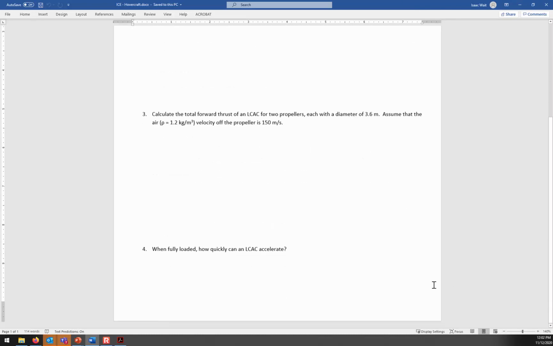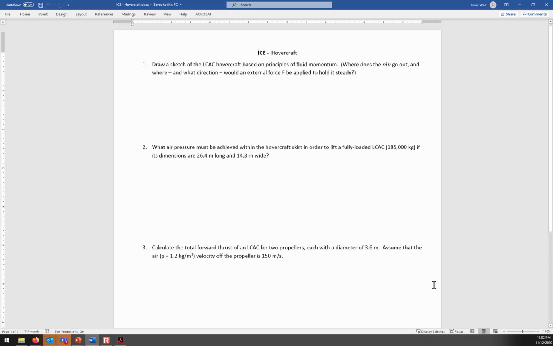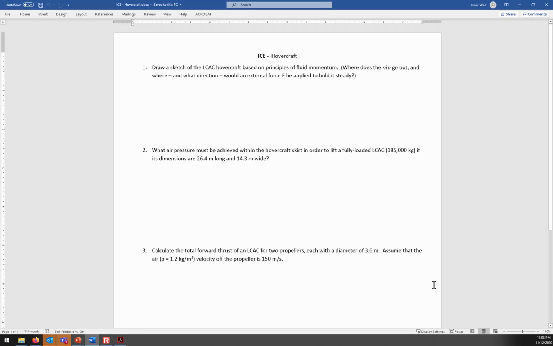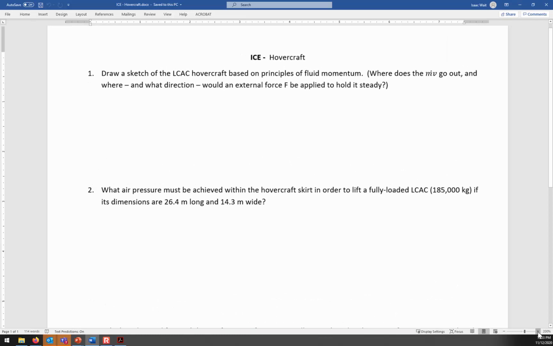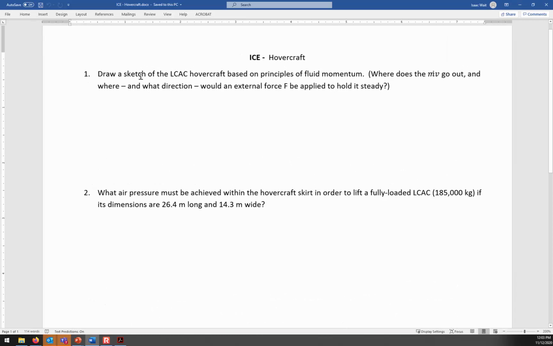What is the acceleration that can be achieved by that LCAC based on its weight, based on the amount of air that's being pushed around, and so on. So starting off, though, just to understand the concepts here, what I suggest is that you begin by drawing a sketch of the hovercraft, and where is the control surface, for example, where is the fluid coming in, where is the fluid going out. Just try and draw a conceptual sketch, what force would need to be applied to hold the system steady, and so on.